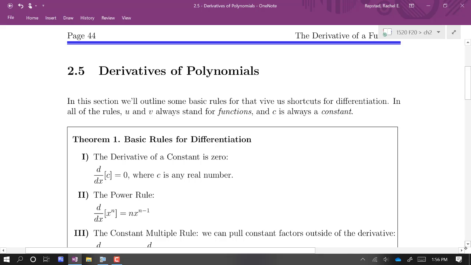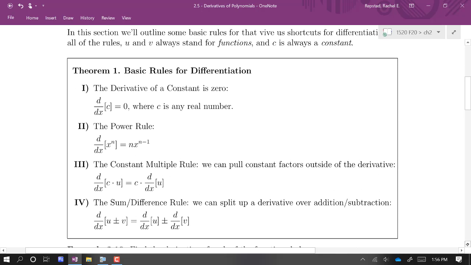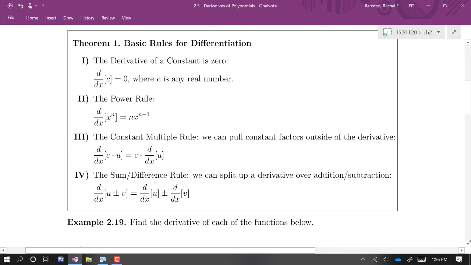So in this first theorem, we list some basic rules for differentiation. The first is that the derivative of a constant is 0, right? So think about a function like y equals 5. It's a constant function. Its derivative is 0. That makes sense because a derivative describes how a function is changing, and a constant function does not change. So the derivative of any constant is 0.